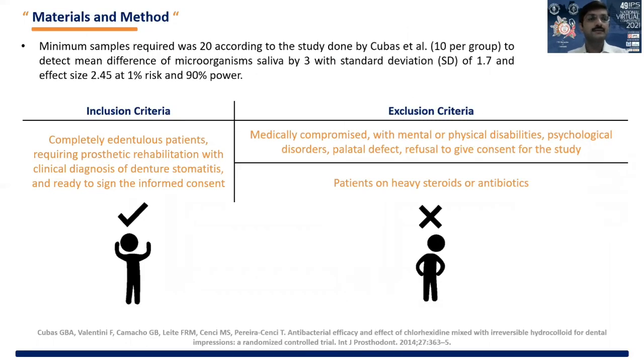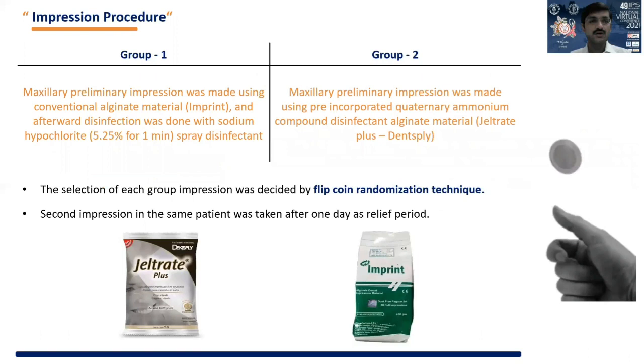Now coming to the materials and methods, the minimum sample required was 20 according to the study done by Cubas et al. So 10 patients for each group were divided with 90% power and 1% risk. Completely edentulous patients requiring prosthetic rehabilitation with a clinical diagnosis of denture stomatitis and ready to give informed consent were included in the study. Medically compromised patients with mental and physical disability, psychological disorder, palatal defect, and those who refused to give informed consent were excluded from the study, and patients on heavy steroids and antibiotics were also excluded.